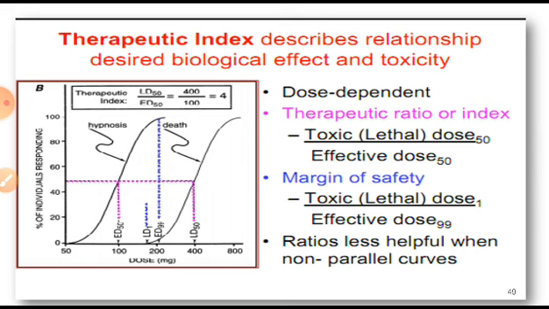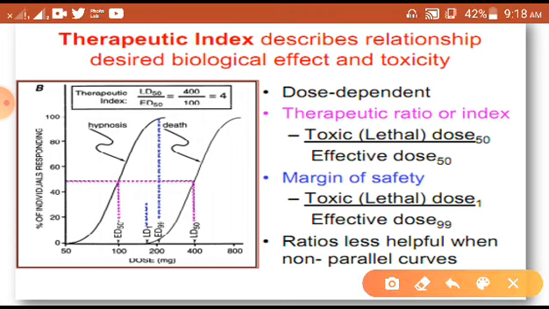Margin of safety, if you want to define, then lethal dose 50 divided by the effective dose 99. Effective dose 99 means what? You can see here, effective dose 99 means at that concentration 99 patients have recovered, but one may die. So that's called the effective dose 99, right?